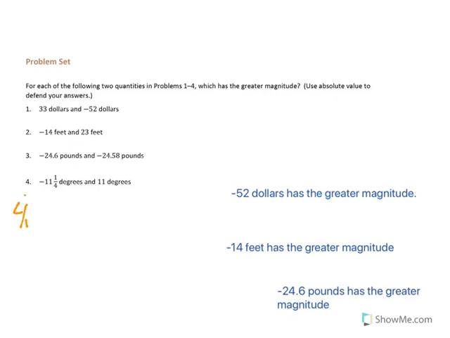The last one, number 4, says negative 11 and 1/4 degrees and 11 degrees. So you start by writing the absolute value of each, and then you fill in the answer. All right, now I've written it correctly. Negative 11 and 1/4, the absolute value of that is 11 and 1/4. And the absolute value of positive 11 is 11.